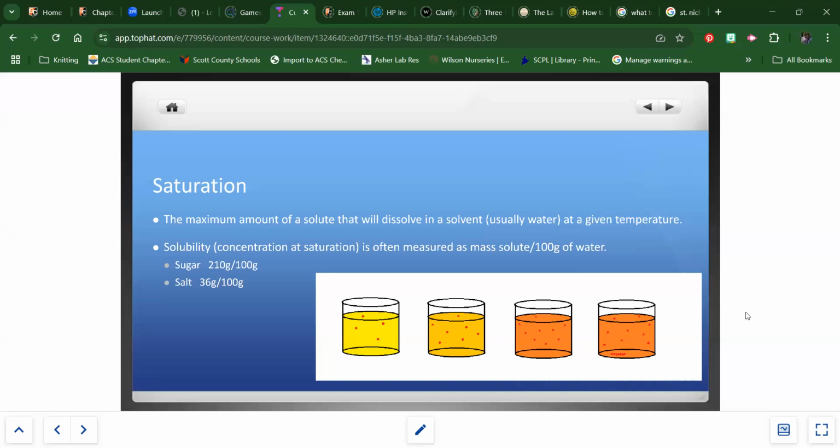Salt, on the other hand, has a limit of 36. Okay, so we can't quite get a mole of salt to dissolve in 100 grams of water. So different things are going to have different solubilities. And remember, we talked about in the last chapter that for water, polar things are going to be more soluble. But if I did this for oil, the limit would be very, very low. Now, it might dissolve like 0.001 grams or something like that, but basically it's going to be insoluble.